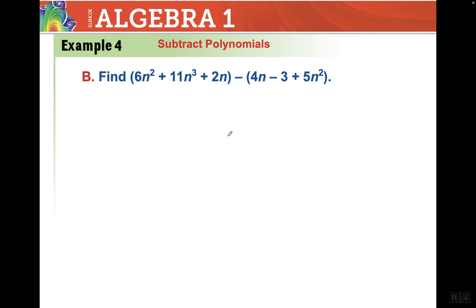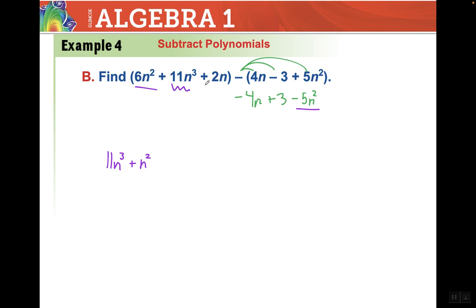Here's another one. And I'm just going to rewrite this right underneath it. So -4n, positive 3, and -5n squared. And then I combine. So I have my squareds here. 6n squared and -5n squared. Oh, I didn't even see this. I have an 11n cubed, so I'm going to put the 11n cubed first. And then I'll do my squared. So 6n squared plus a -5n squared is just 1n squared.